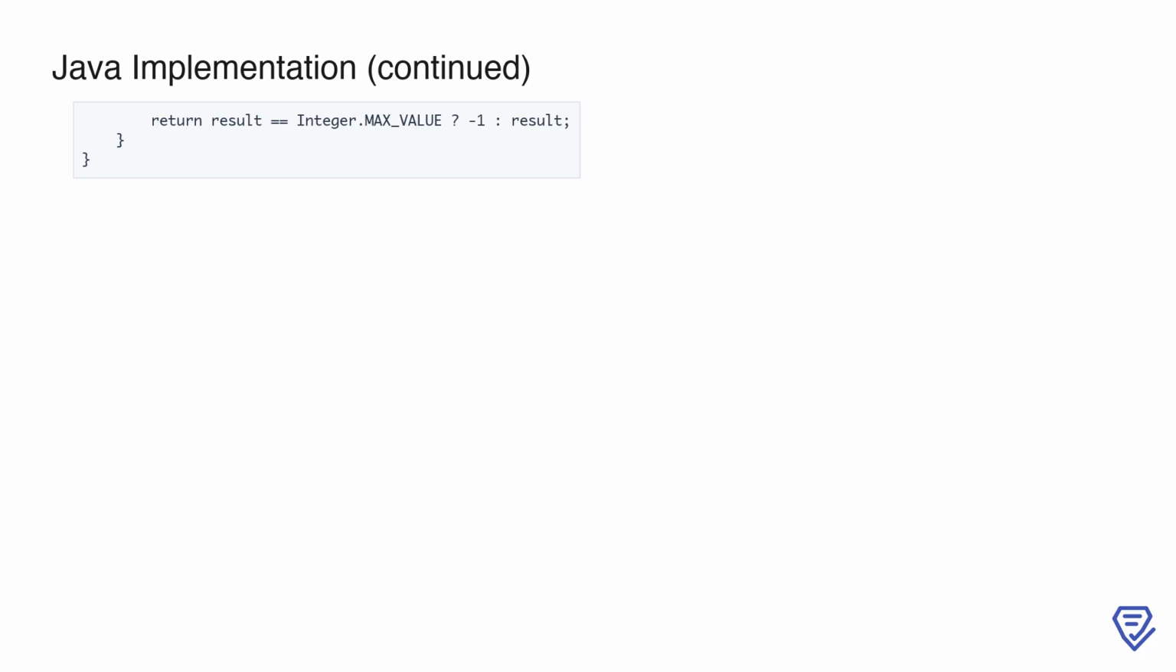If no element is found that meets the condition, meaning result remains unchanged, we return -1 as specified in the problem requirements. This ensures that our method produces the correct output for all possible inputs.